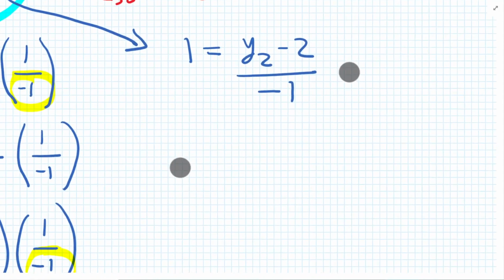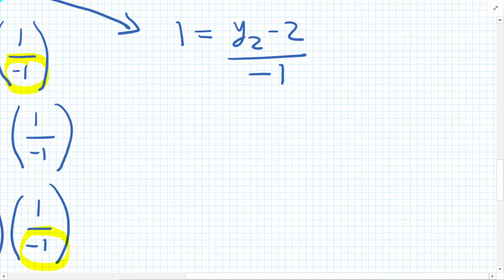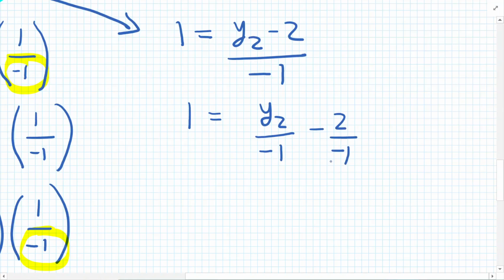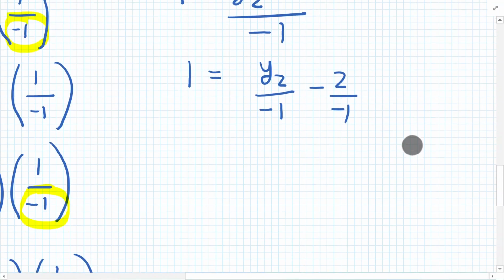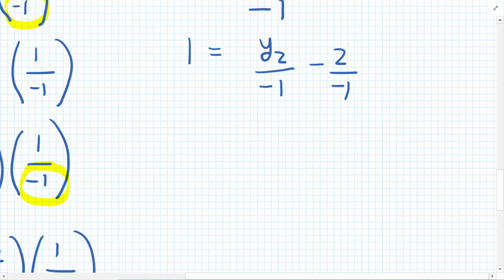Now I want to focus in on this. I'm going to rewrite this as 1 equals y2 over negative 1 minus 2 over negative 1. Why can I do that? Well, let's go back to your study of fractions. Is this not true?